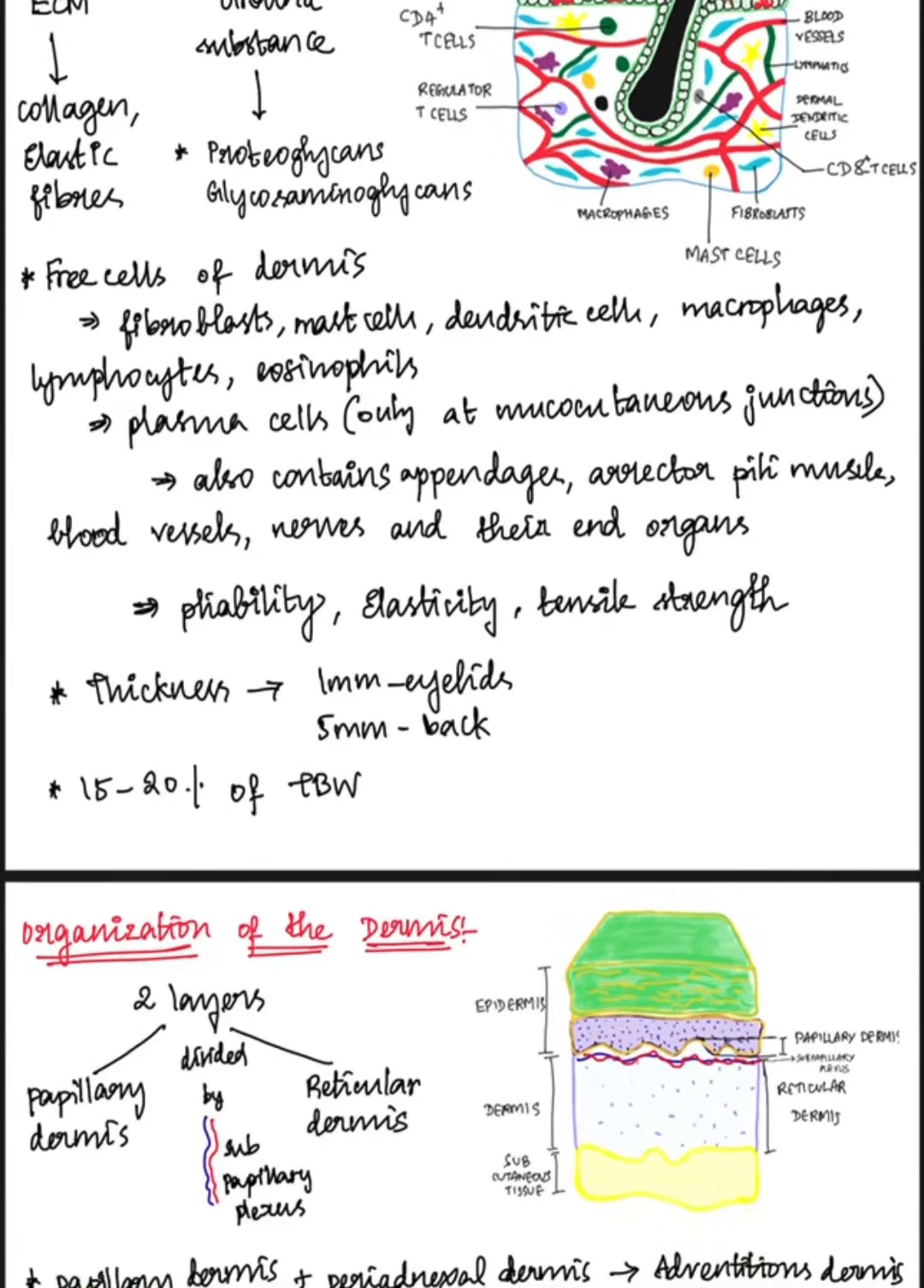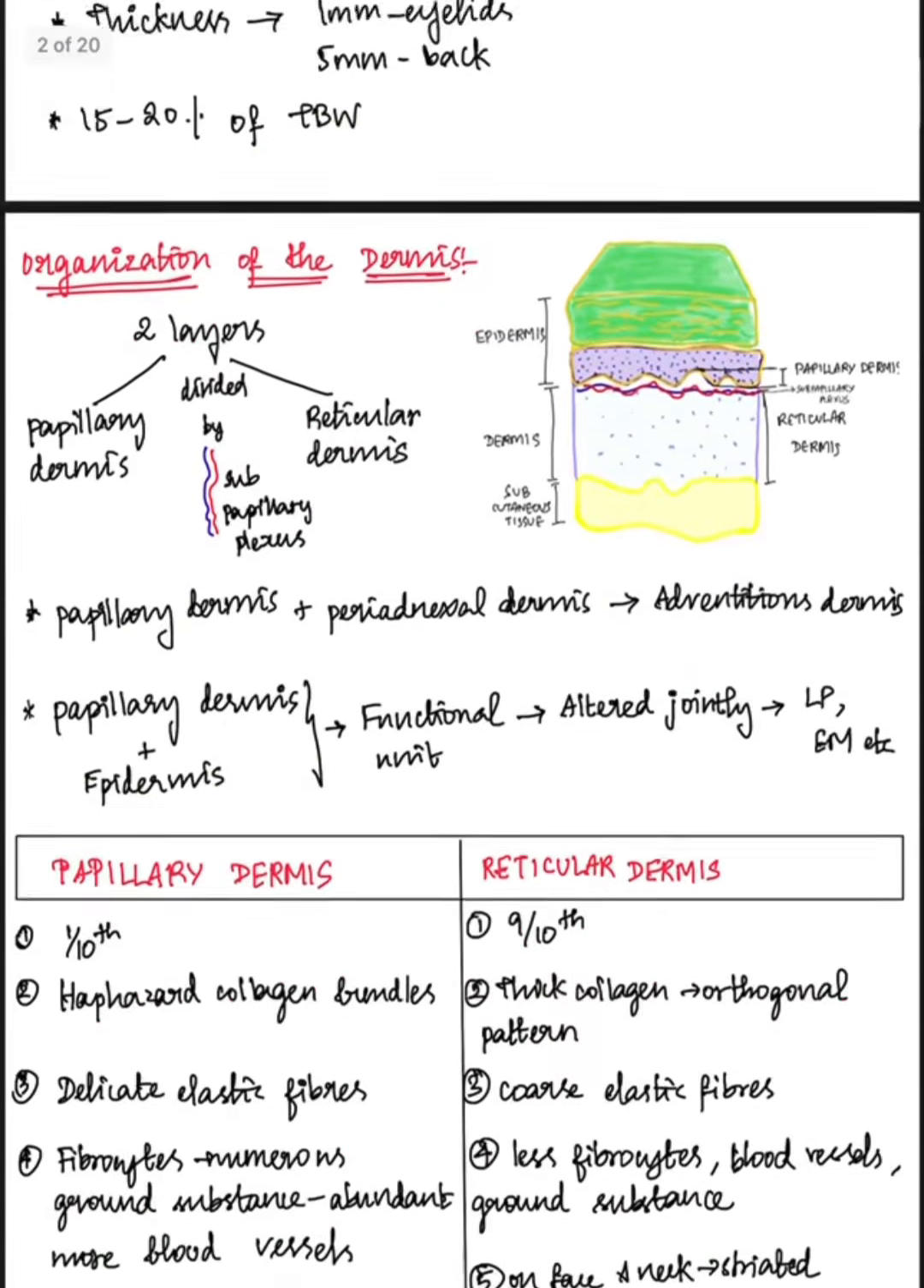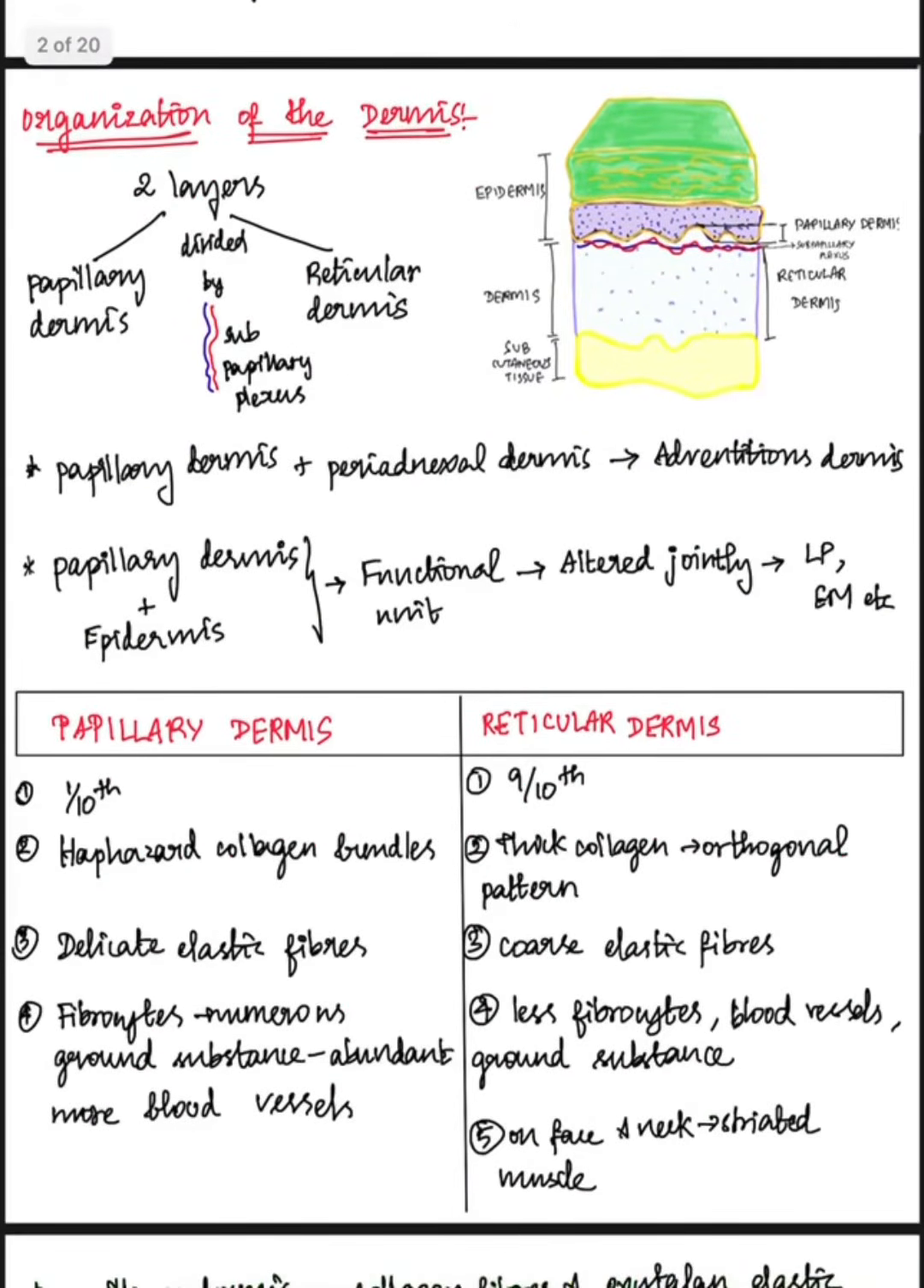The main function of dermis is tensile strength and providing pliability and elasticity to the skin, and its thickness varies at different parts of the skin, like 1 mm at the eyelids to about 5 mm at the back, and it contributes 15 to 20% of the total body weight.